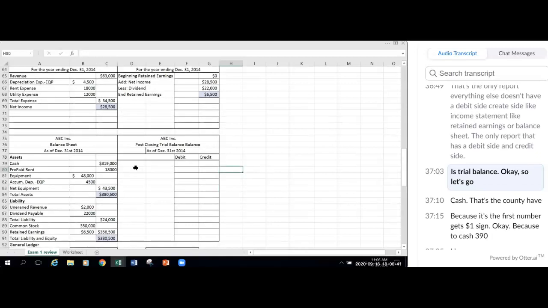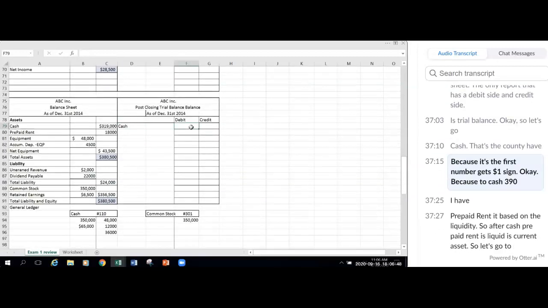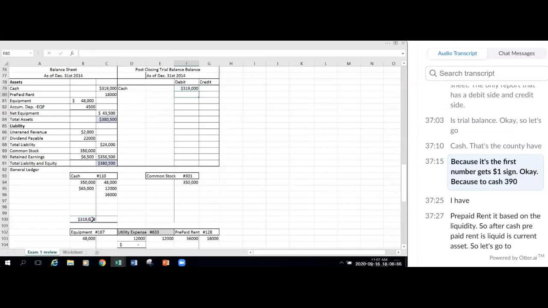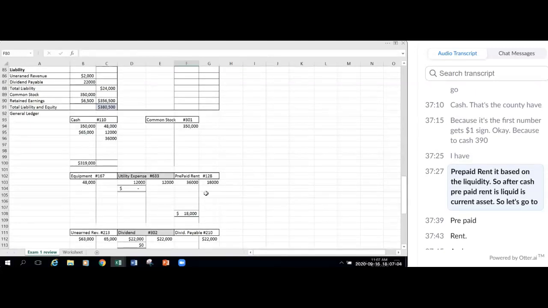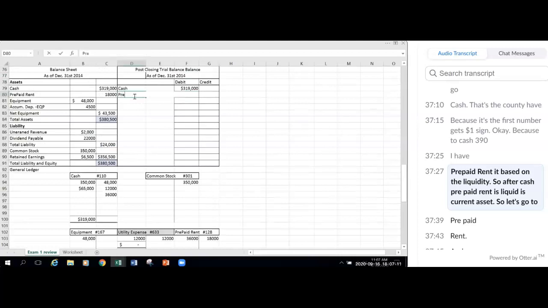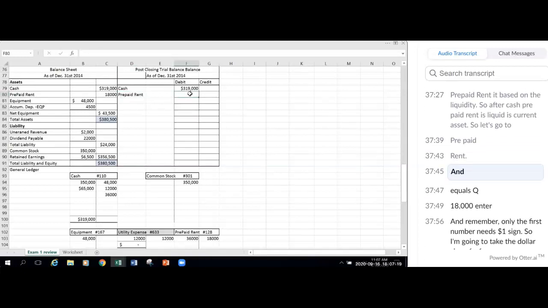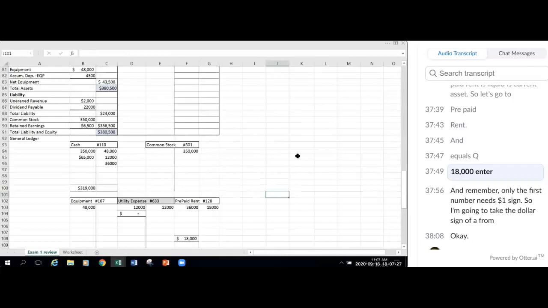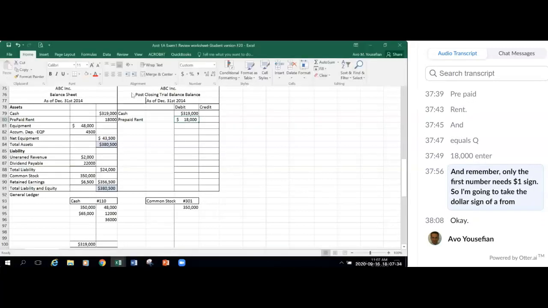Okay, so let's go cash. That's the account we have. Because it's the first number, it gets a dollar sign, okay? Equals to cash, 390. I have prepaid rent. It's based on liquidity. So after cash, prepaid rent is liquid, is current asset. So let's go to prepaid rent and equals to 18,000, enter. And remember, only the first number needs a dollar sign, so I'm gonna take the dollar sign away from that.